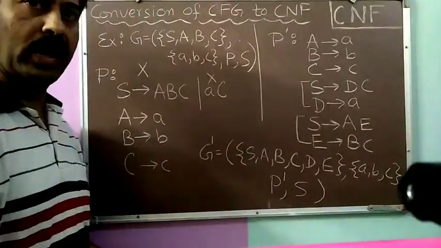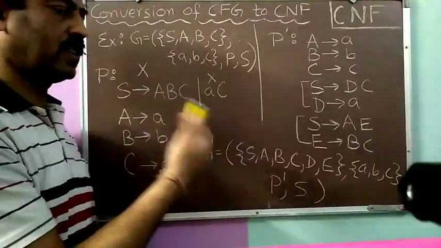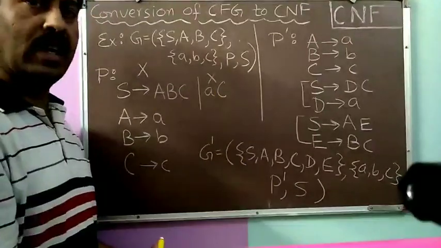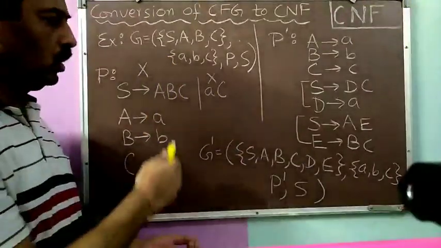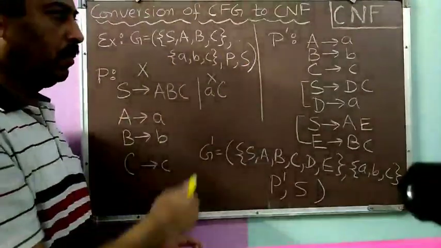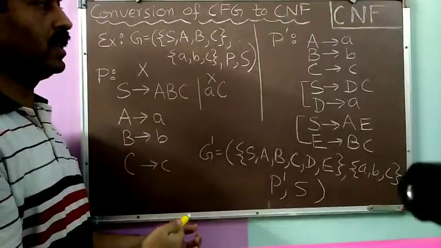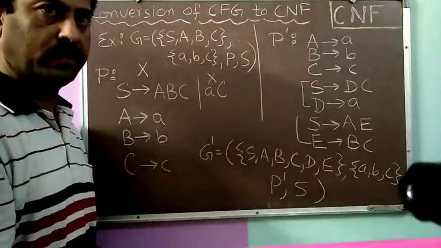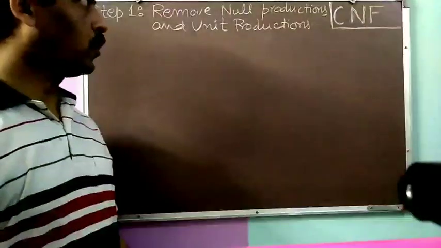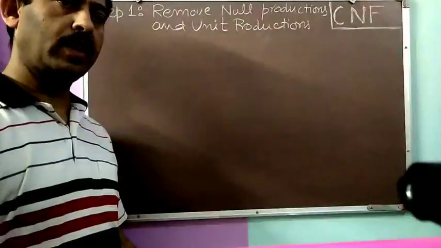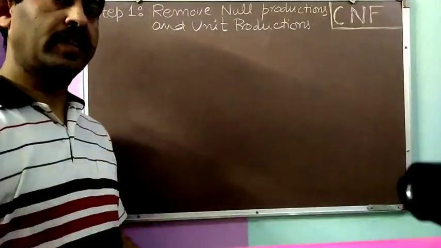Now we'll look at the formal process of converting a CFG into the CNF, because it was a very simple case, so we were able to convert it directly. But if there is a complex grammar, then we should follow the formal procedure. In the formal procedure of converting a CFG into CNF, there are three steps.